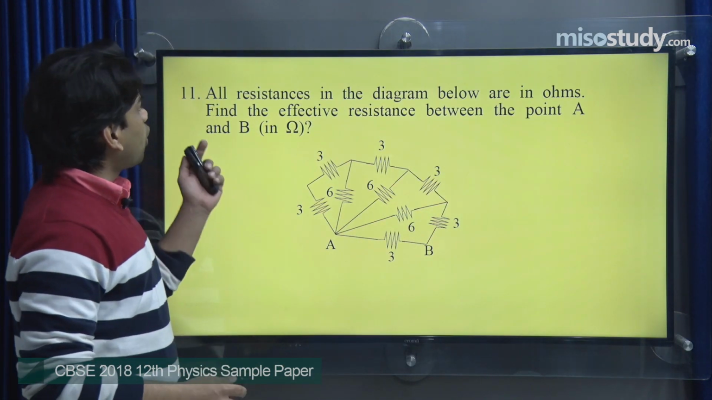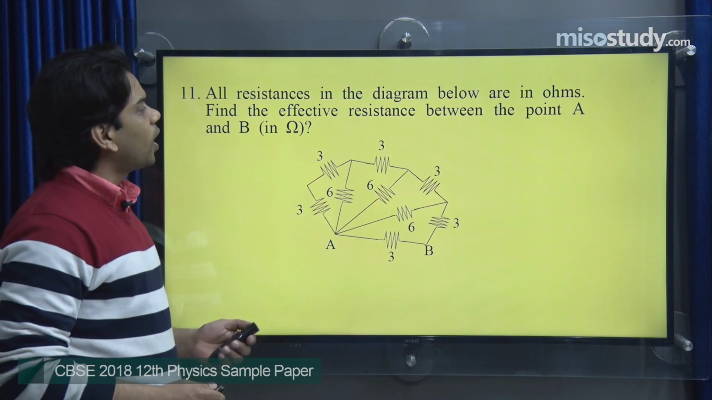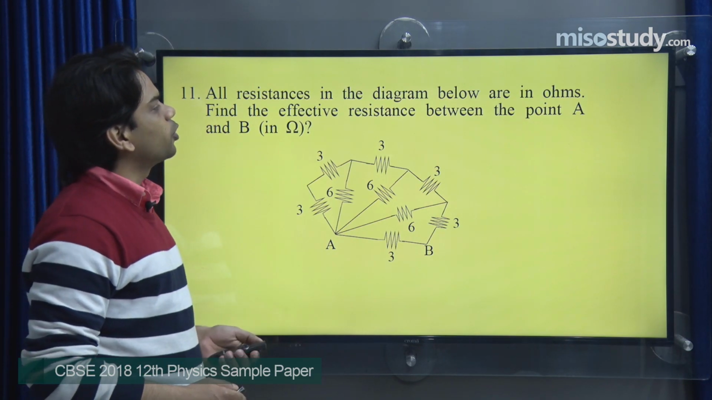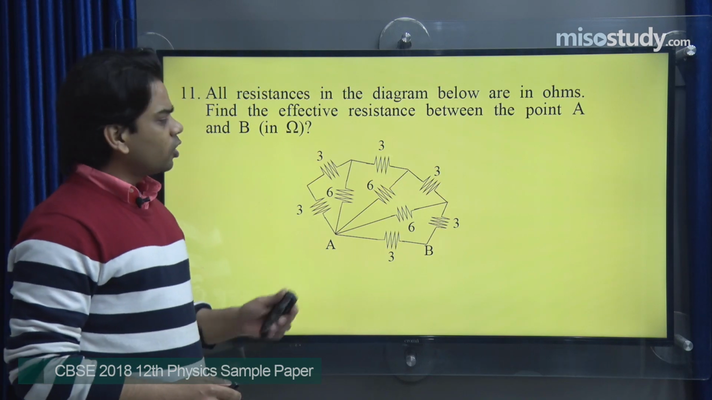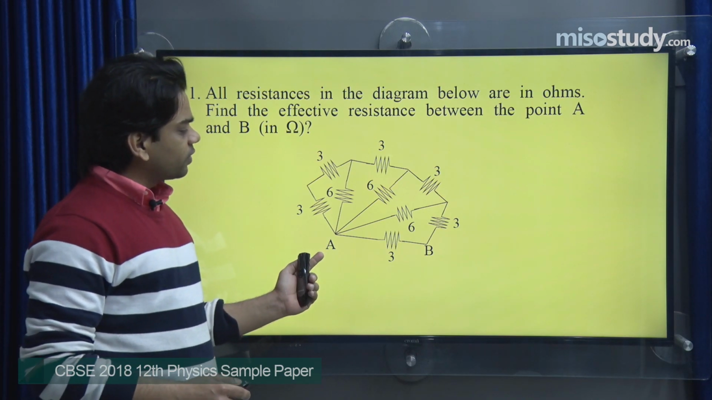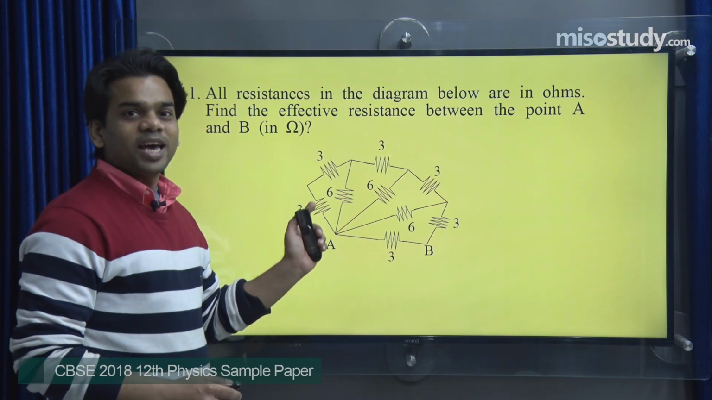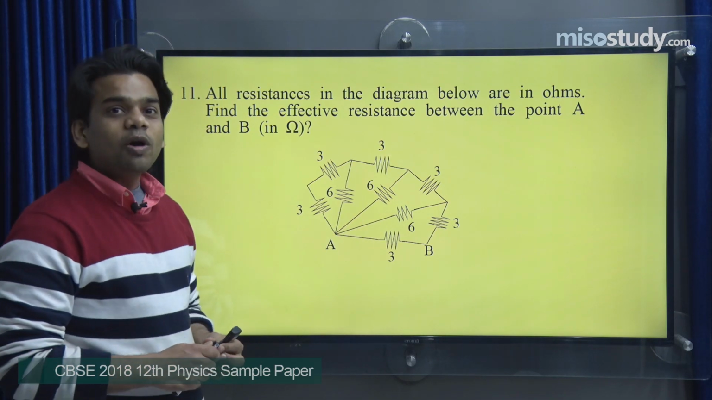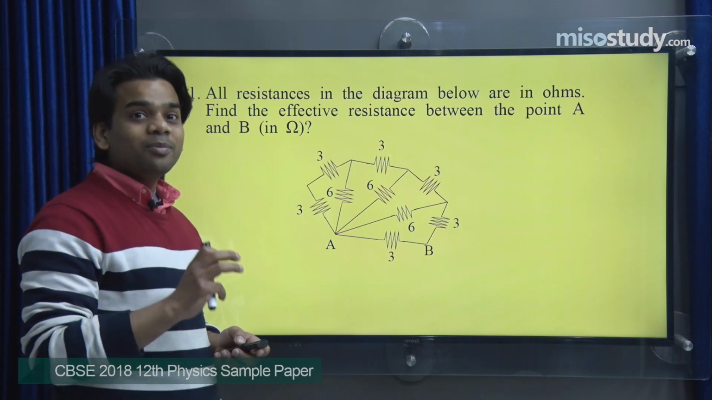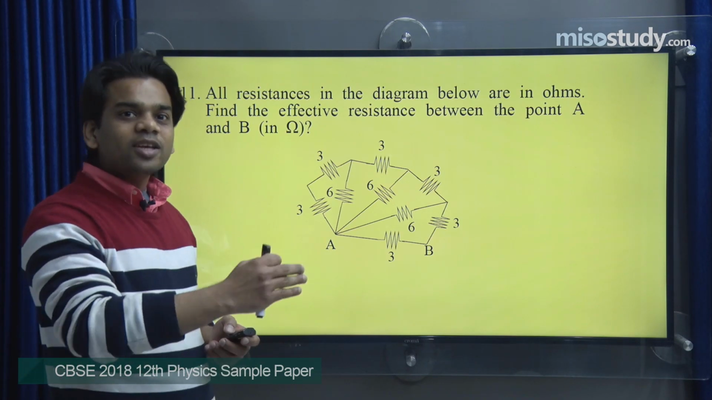We have all resistances in the diagram below in ohms. Find the effective resistance between the points A and B in ohm. Now see, you can see the figure. We have to find the effective resistance between A and B. Several resistors are connected as shown. What you have to do is show several diagrams, eliminating resistances as you move ahead.